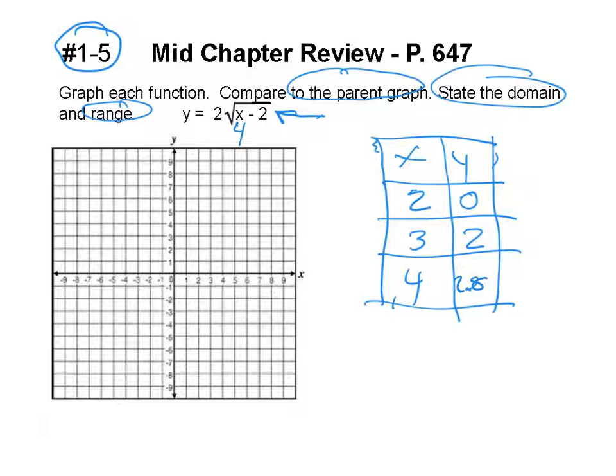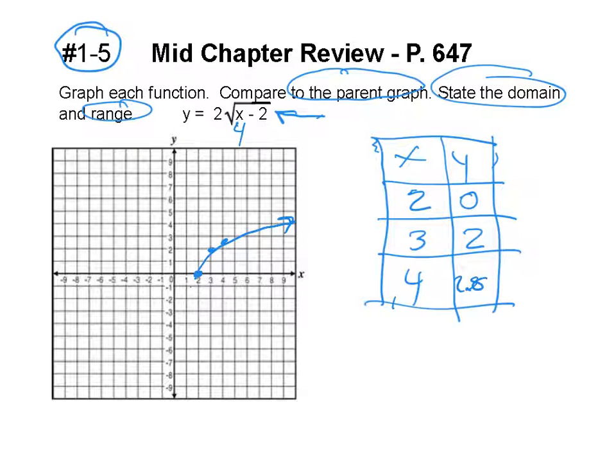So you can see it's going to start to curve off, right? So if I put my dots 2, 0, right? 3, 2, and then 4, 2.8. So 4, 2.8, so you can see that it's starting to curve off. And so that should be the shape kind of that we get.